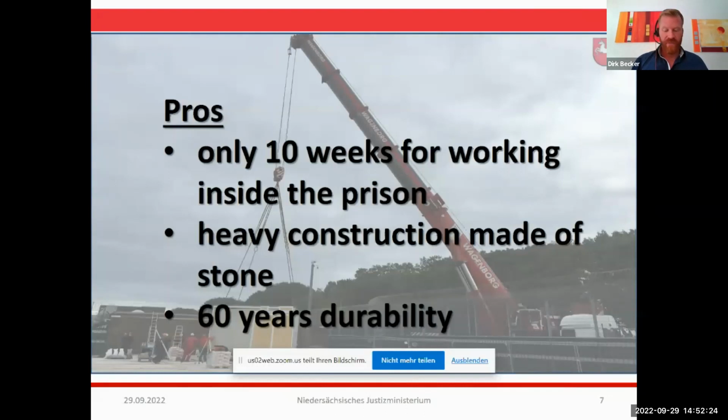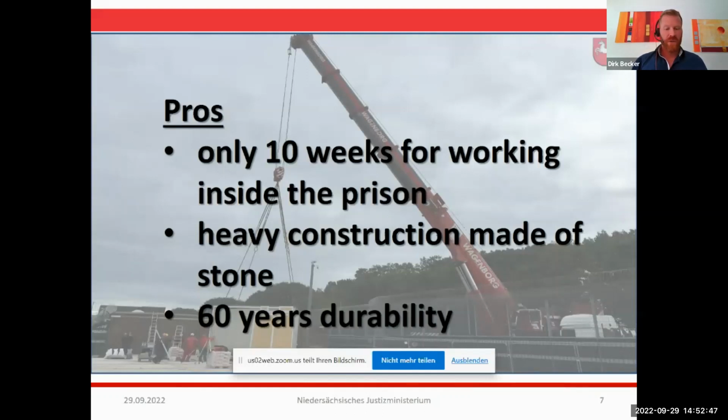Another point is that the production and construction are in one hand. You don't have to think about what you have to build first, for example, the shower or the windows. The models are made of stone and have a minimum life of 60 years.